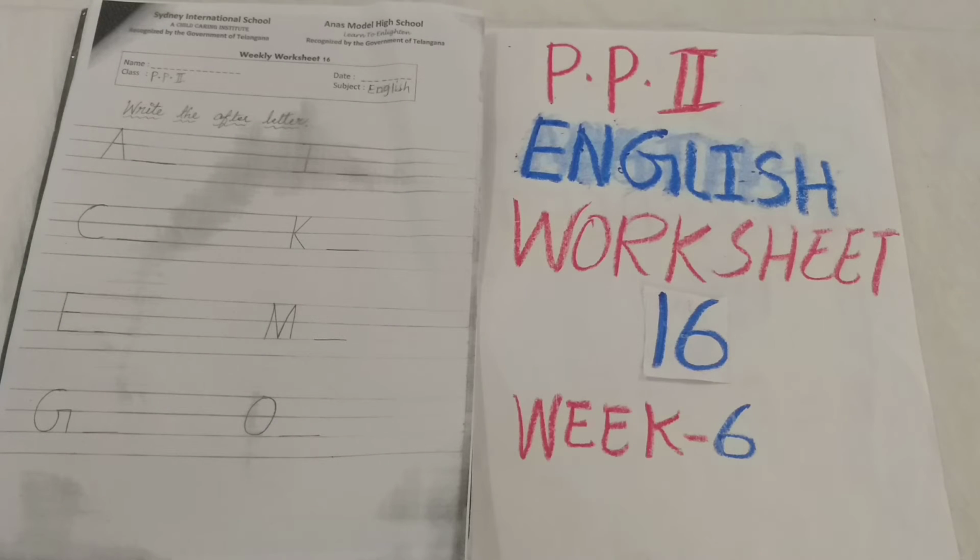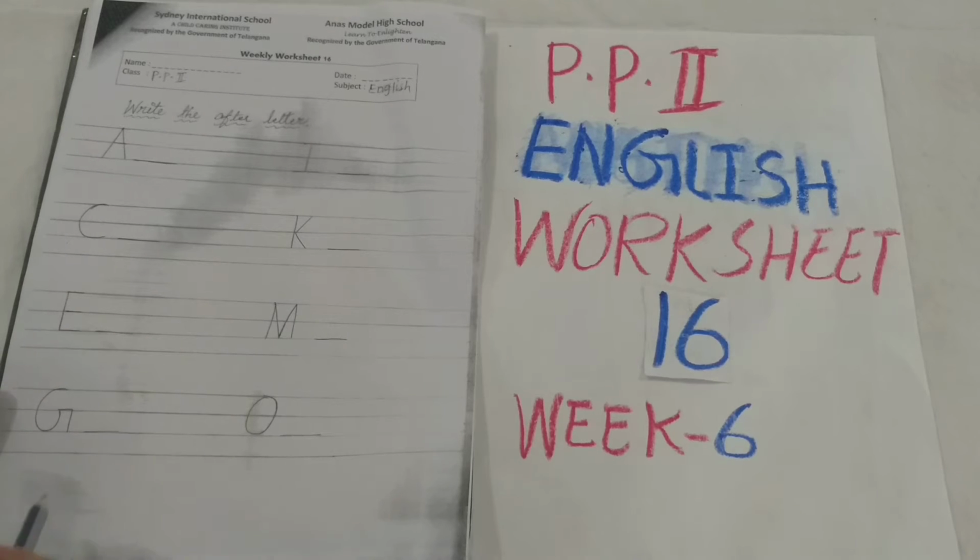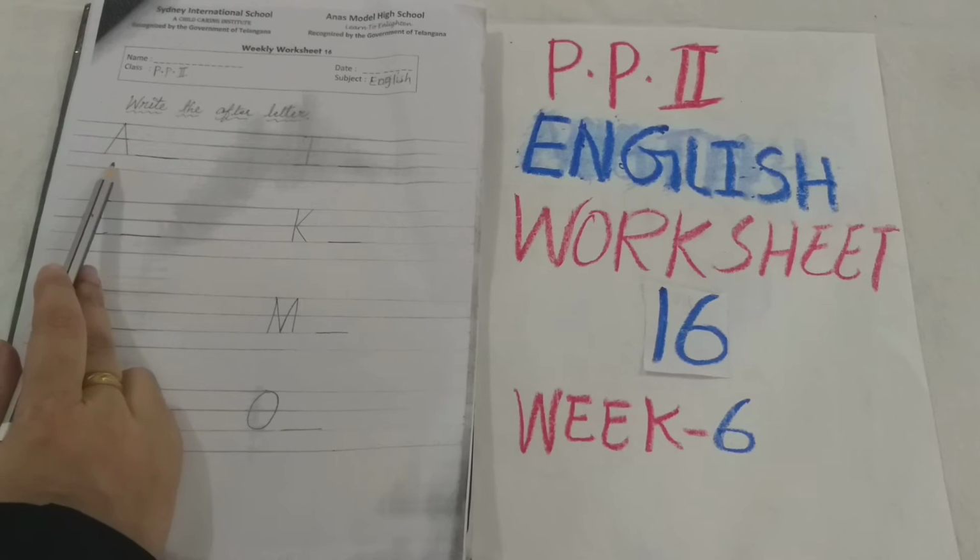Okay, as we have completed our capital letters A to Z, this time I gave you after letters, before letters, and between letters in your worksheets. So take out your worksheet number 16. In your worksheet number 16, what you have to do? You have to write the after letters. So ready? Come on. Now A is here.